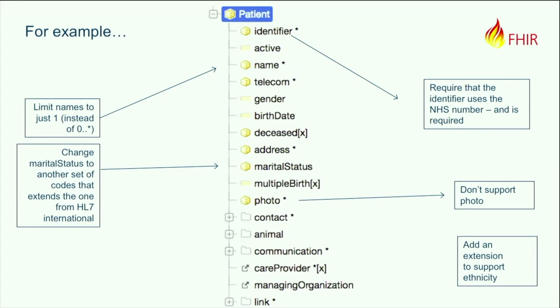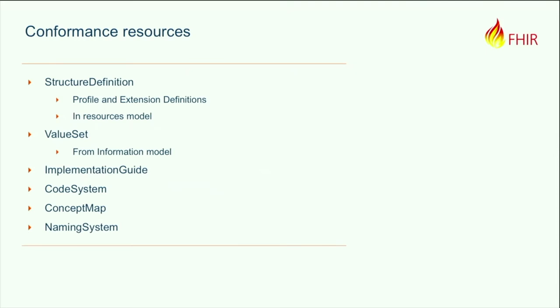Change a value set for, say, marital status, provided this is not required. Take out photo and add an extension to support, say, ethnicity. So again, broadly, those are the things you do with profiling. You can actually do quite a bit more, but that gets real techie real fast.